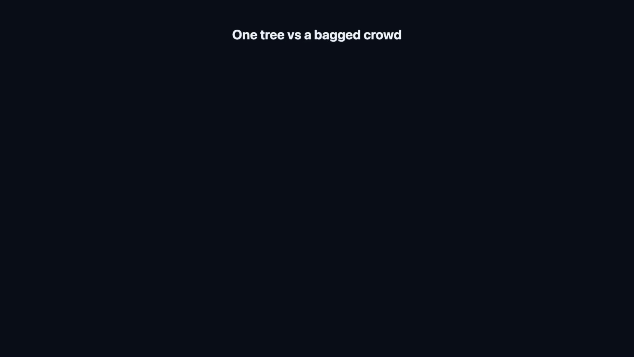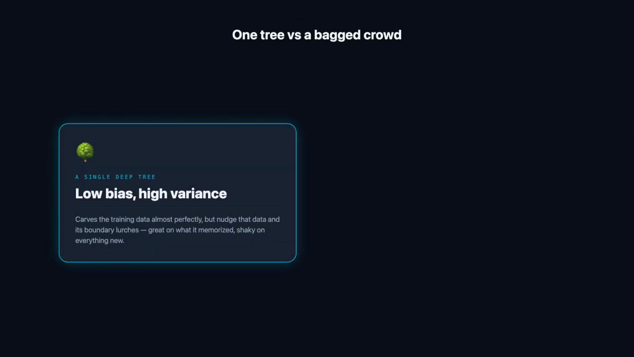So what does all that buy you? Here's the contrast, side by side. A single deep tree has low bias but painfully high variance. It can carve the training data almost perfectly, yet nudge that data a little and its decision boundary lurches somewhere else entirely. Great on the examples it memorized, shaky and unreliable on everything it has never seen before.